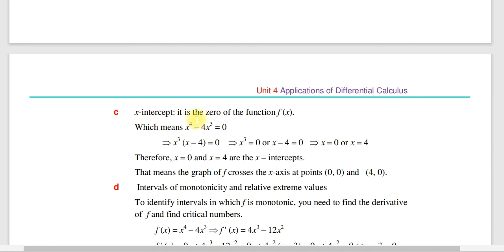X-intercept is the zero of the function f of x, which is x to the power of 4 minus 4x to the power of 3, equal to 0. The value we find is called the x-intercept.